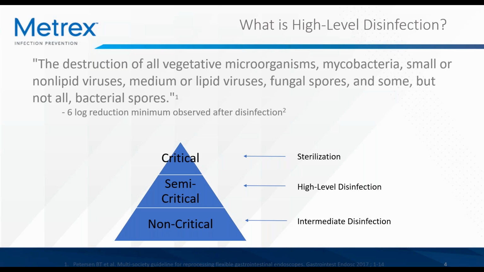Intermediate level disinfection is recommended for non-critical items in your facility. Non-critical items are items that come in contact with intact skin, and examples of non-critical items that only come into contact with intact skin would be stethoscopes and blood pressure cuffs. These non-critical items should be disinfected with an intermediate level disinfectant.